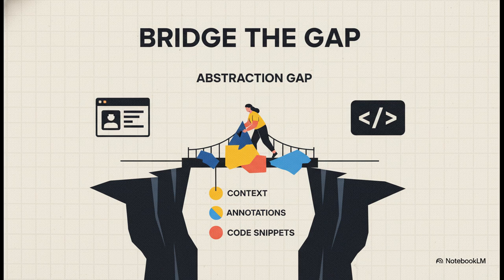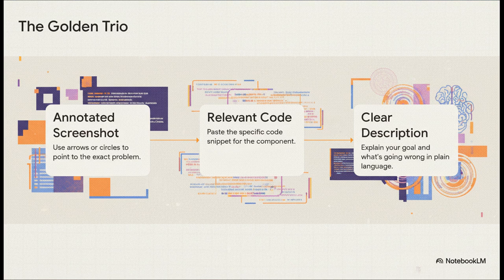You can't rely on the screenshot alone. You need to be the one who manually provides all that missing context that connects the pixels the AI sees to the intent you have in your head. And the absolute best way to do that is with a technique we're going to call the golden trio.